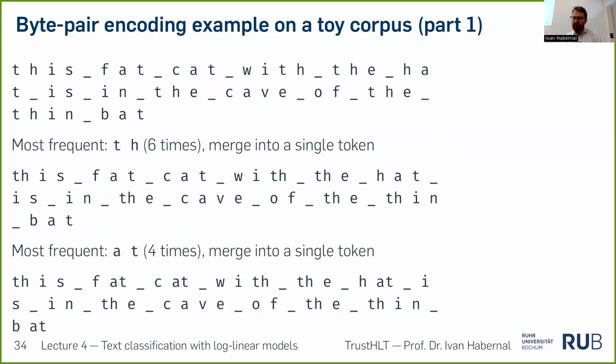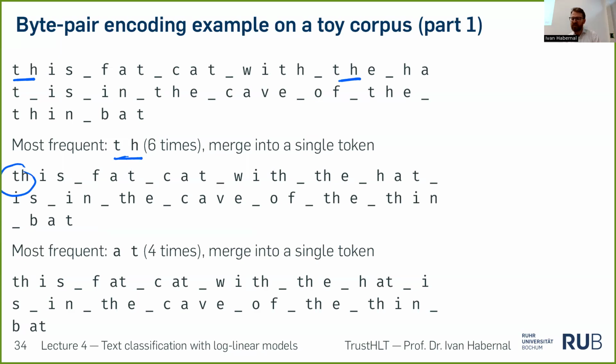So we have this toy corpus: the fat cat, which with the head, is in the cave of the thin bat. These underscores are white spaces. Now we find the most frequent pair of characters, which, if you do the counting here, will be T and H. So it's 6 times. We want to merge them into a single token, TH, and so on. So we'll get this new corpus.